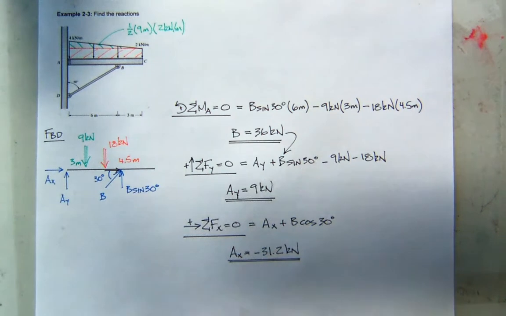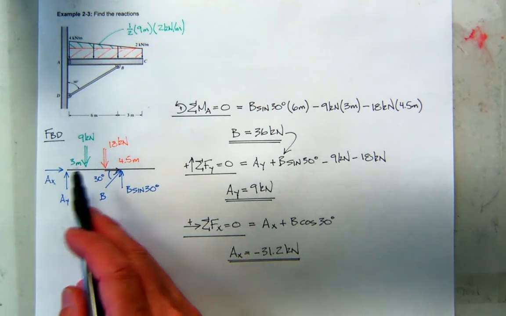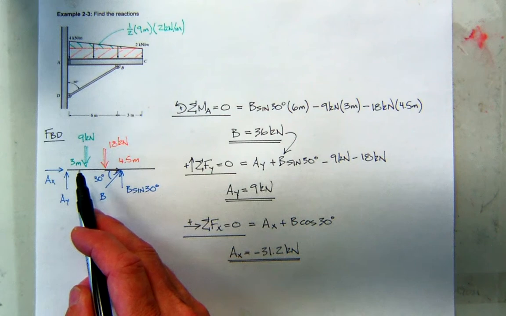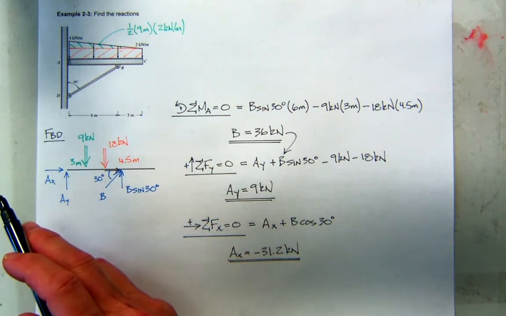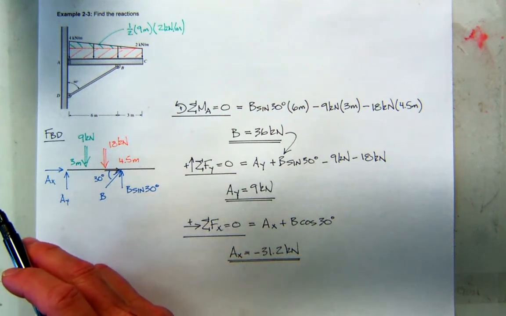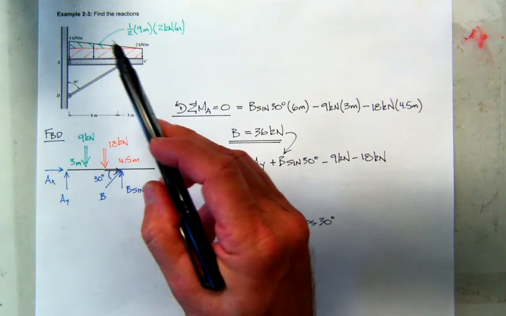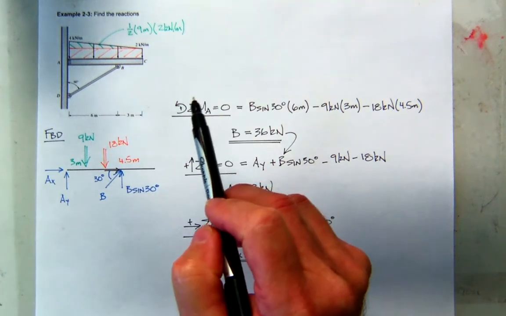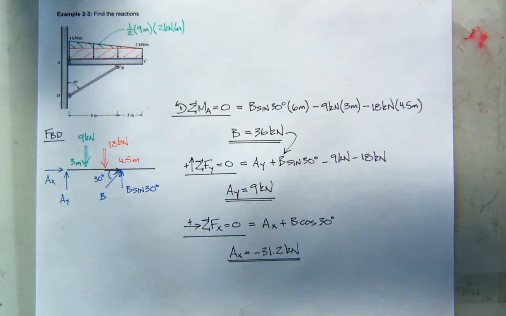So that means that the reaction at A is not pushing to create equilibrium. It's having to go to the left. It's having to pull back. And that makes sense too. Your structure really, without this bar, is trying to rotate down and pull away from the wall. So the wall's got to pull back. So again, I think those make some sense. So any other questions about that? Great.